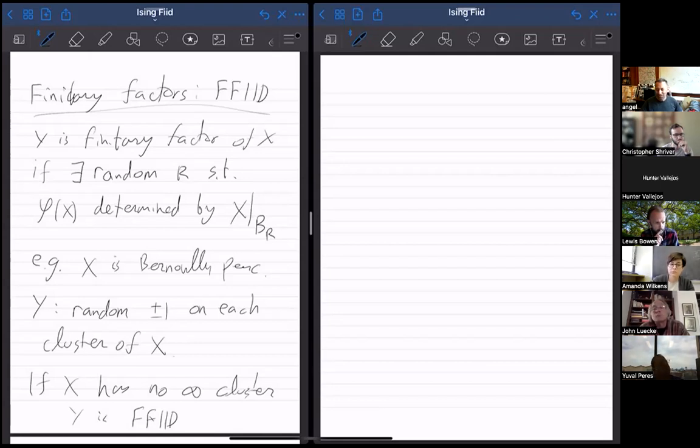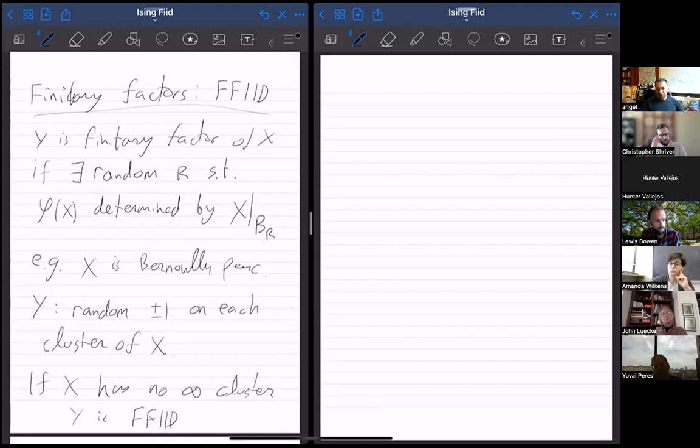Okay, so you might say this is not invariant to rotations of Z^d. You can also find this as a factor. There are other ways to break the ties to make this into a factor, so there are many ways of doing this. And if the clusters are all finite, then this is a finitary factor of IID.